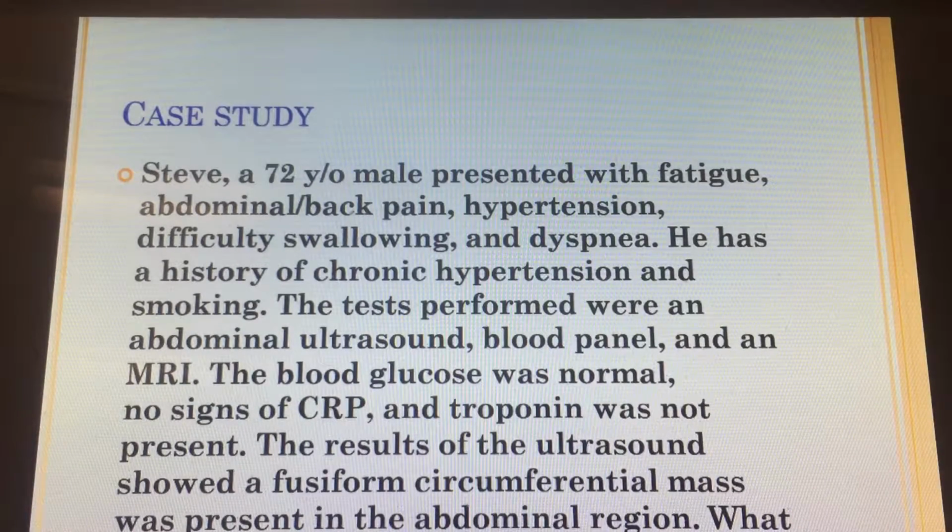Okay, let me think about this. This guy's pretty old. He's tired. Okay, duh. Abdominal, back pain. He is 72. Kind of keep that in the back of my head, though. Hypertension, never a good thing in anybody. Difficulty swallowing. Okay, he is 72. Dyspnea, difficulty breathing.